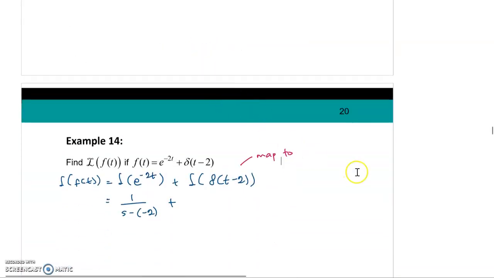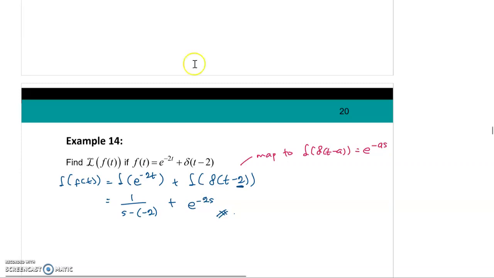Okay, so this is mapped to the Laplace of delta t minus a, which is exponent negative as. That's it. So in this case our a is 2, so it is just exponent negative 2s. All right, very easy. You just refer to the table.